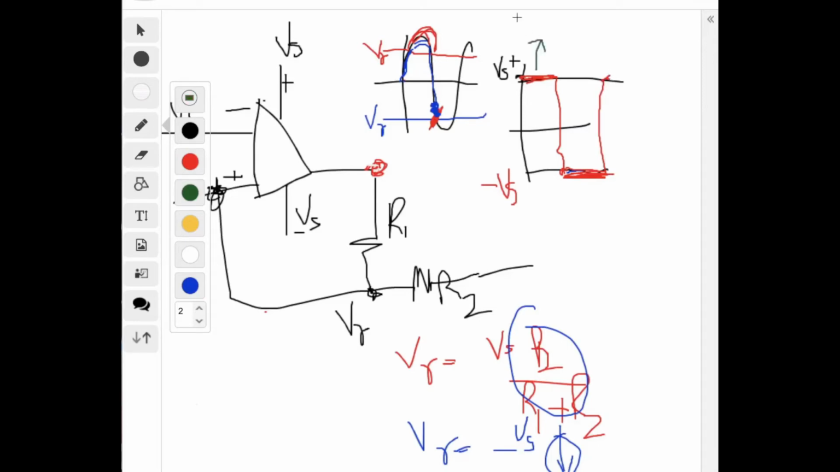In this case, V in is less than V reference, and for this case, V in is greater than minus V reference. So this process continues in a cycle that gives you the rectangular wave at the end. The frequency of this rectangular wave is the same as the sine wave.